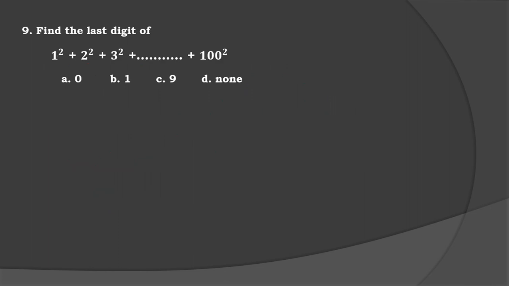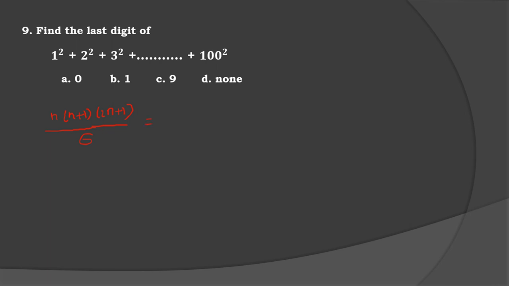Now try to solve it, all of you. Try to solve this one. Find the last digit of 1 square plus 2 square plus 3 square and so on plus 100 square. Anybody? So you know about the right formulas. Sum of the natural numbers, n into n plus 1 by 2. Sum of the squares of the natural numbers, what is the rule? n into n plus 1 into 2n plus 1 by 6.